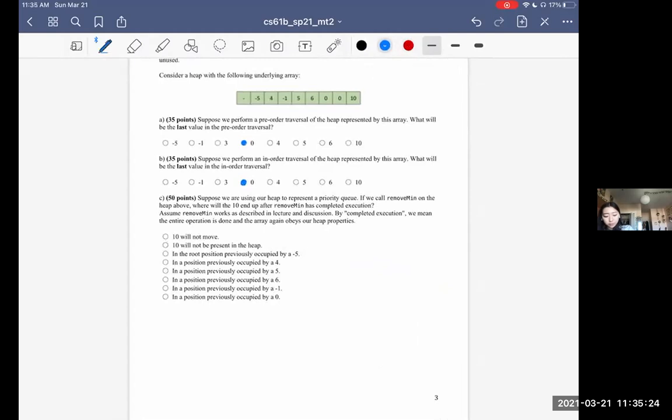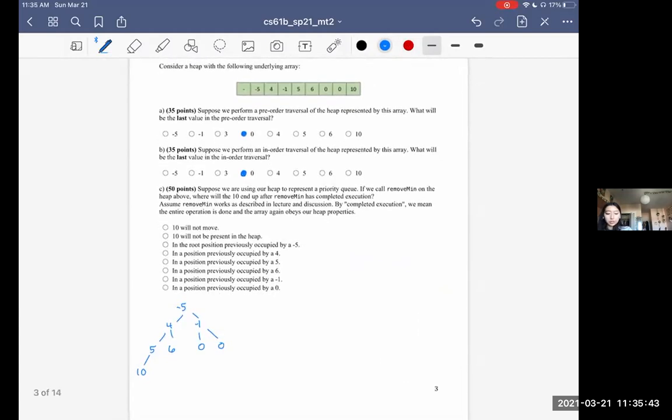And so I just erased the array so we could maybe more clearly draw things out, because we're going to do a little before and after moment. And so this is the before. And we want to know what happens when we remove -5. And so if we recall, when we're doing heap deletion, we get rid of the thing at the top. And instead, we replace it with the bottommost, rightmost item.